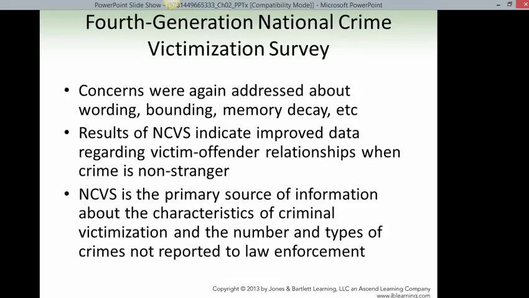Fourth-generation: the National Crime Victimization Survey. Concerns were again addressed about wording, bounding, memory decay, etc. Results of the NCVS indicate improved data regarding victim-offender relations when the offender is a non-stranger. The NCVS is the primary source of information about the characteristics of criminal victimization and the number and types of crimes not reported to law enforcement.